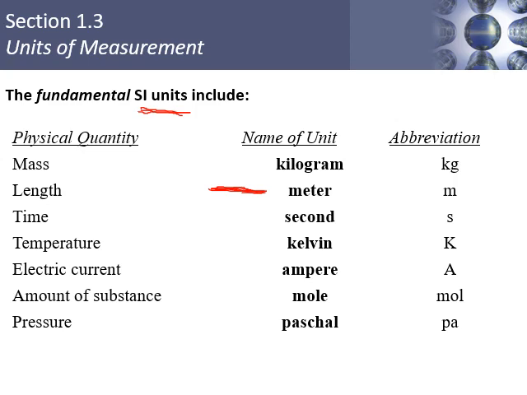But a typical Joe citizen in the United States doesn't use meters. He may have an idea: oh, a meter, that's a little bit longer than a yard, or it's about 39 inches. But basically, in the United States, most people still use feet and inches.